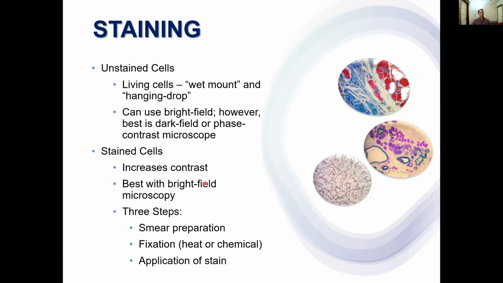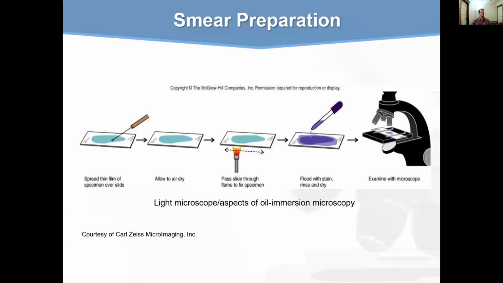So it's used often with bright field microscopy, and you will be doing some of that in the labs. And then there are 3 steps. You have to prepare your smear, you have to fix the sample, and then you have to apply the stain.